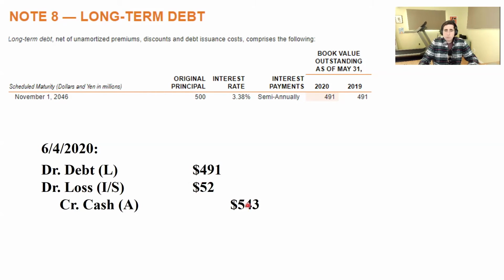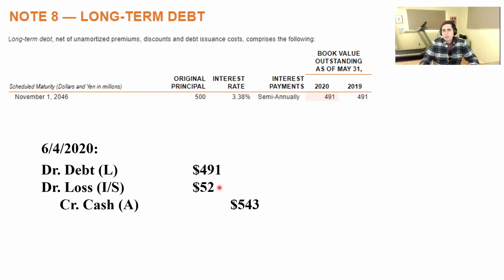And so the difference between these two numbers shows up as either a gain or a loss, depending on what the difference between the book value and the amount of fair value is. And this would be a loss on the income statement of $52 million. Okay, so that would be the accounting entry.